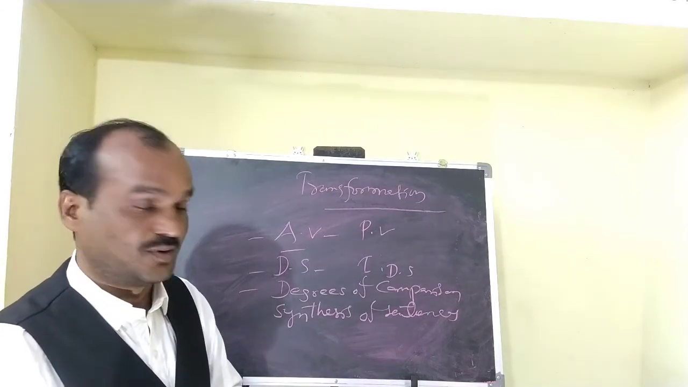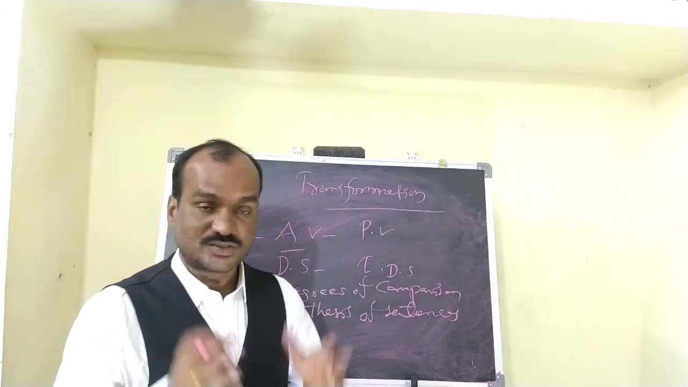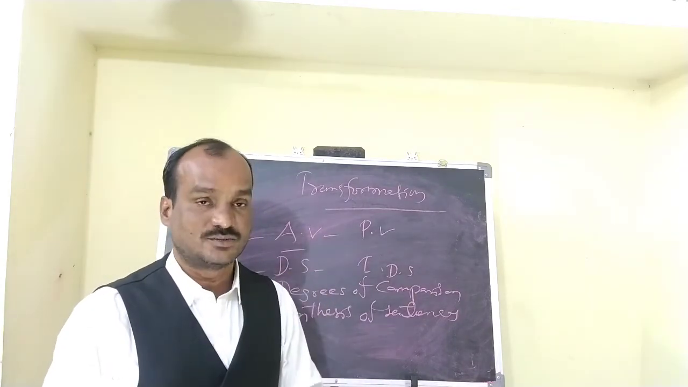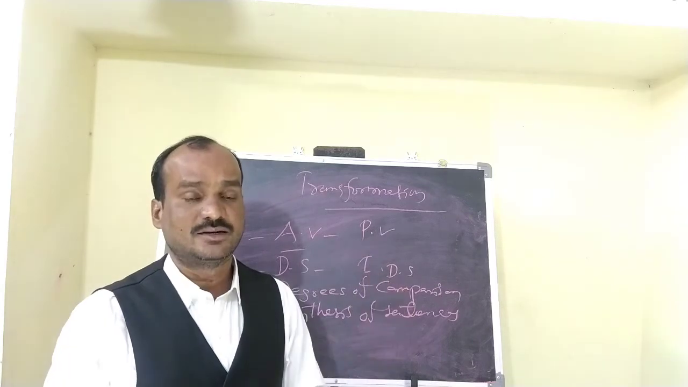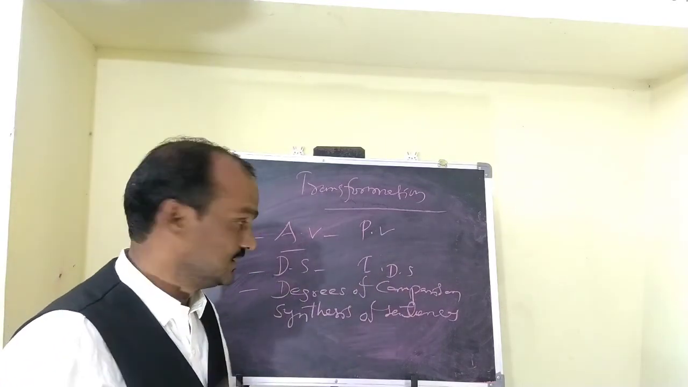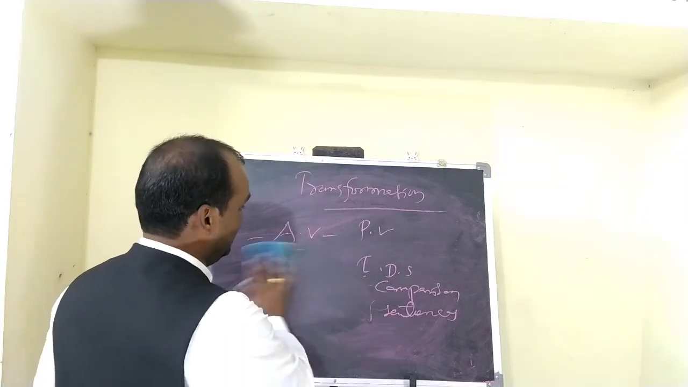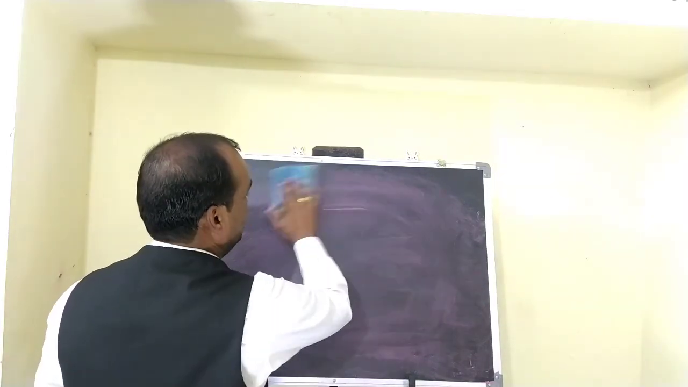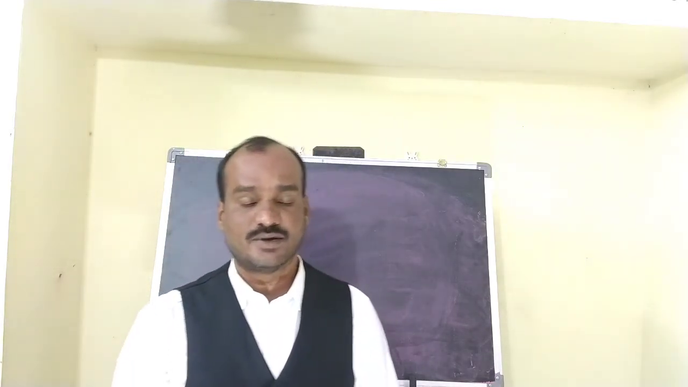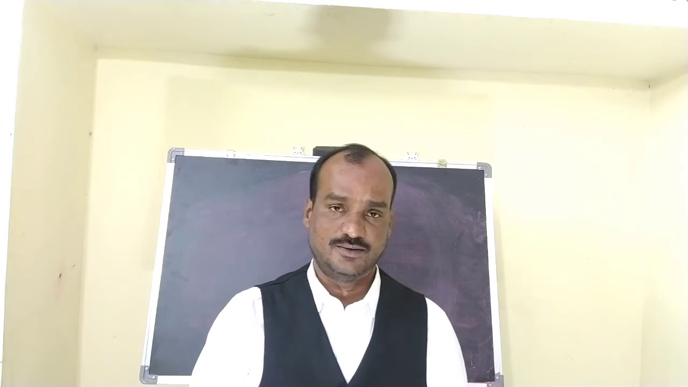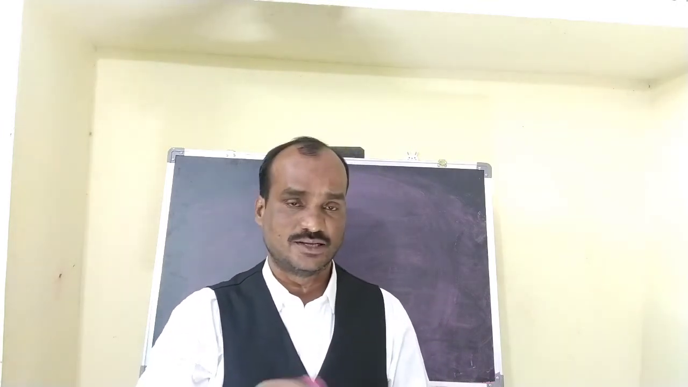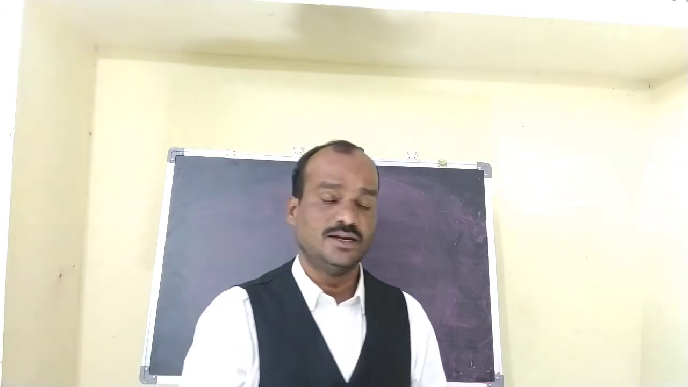There are 3 degrees: positive, comparative and superlative. And synthesis of sentences: simple, complex, compound sentences. What are simple sentences, what are complex sentences, what are compound sentences. Many topics are there to be discussed. We'll discuss all these topics at length in the upcoming sessions. This is all about transformation. As a part of transformation of sentences, we discussed degrees of comparison, what it is and its types, and the ways of transforming one type of degree into another type.